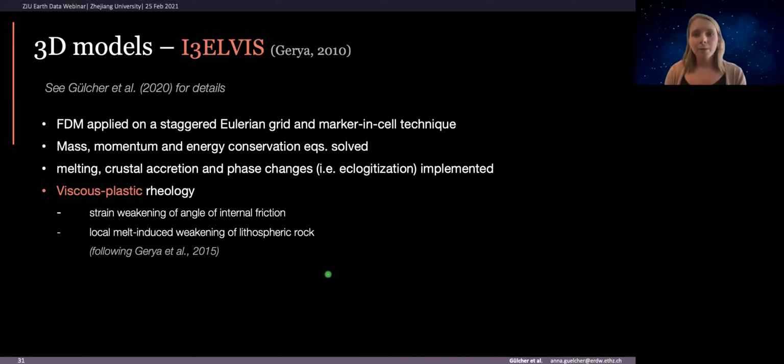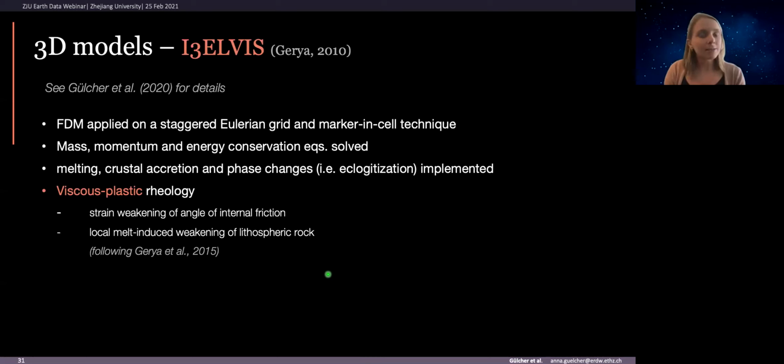So we have employed 3-dimensional models with which we use a thermomechanical code called I3-Elvis. And I would only like to briefly mention a few specifics here. So this is a 3D geodynamic code that uses the finite difference method applied on a staggered grid and a marker-in-cell technique. It solves for the conservation of mass, momentum and energy, like most geodynamic codes do. But melting of material, crustal accretion and phase changes are all implemented in a rather simplified manner.